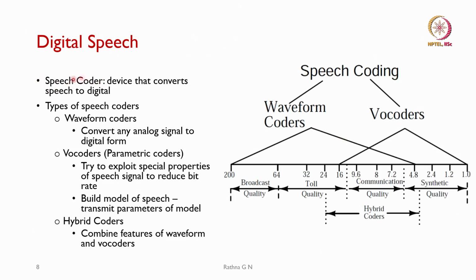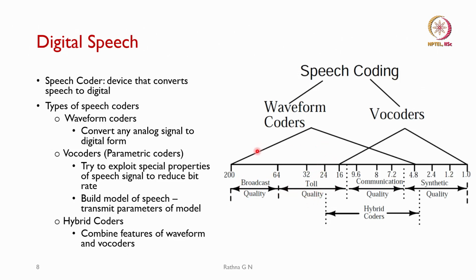Now we will come to digital speech. Why do we need a speech coder? It is a device that converts speech to digital. Speech coding is bifurcated into waveform coders or vocoders. Here you are seeing the span of how it varies: broadcast quality from 64 to 200, and toll quality from 16 to 64.